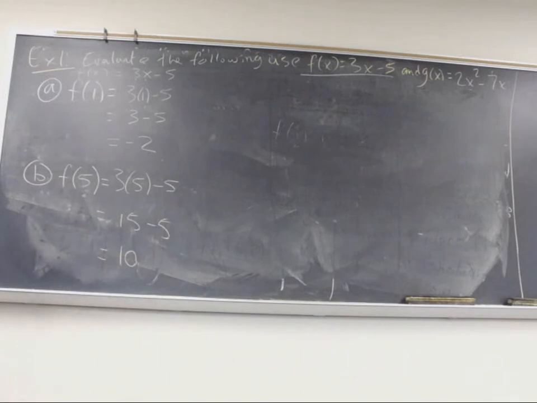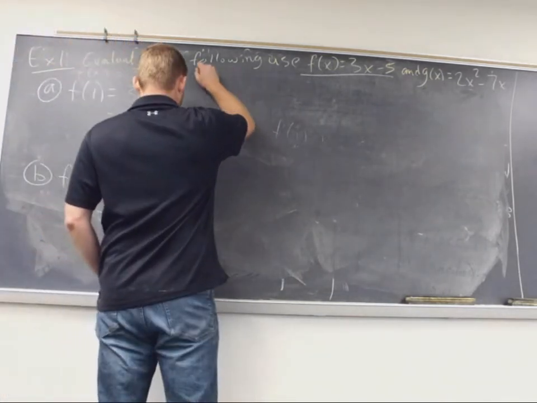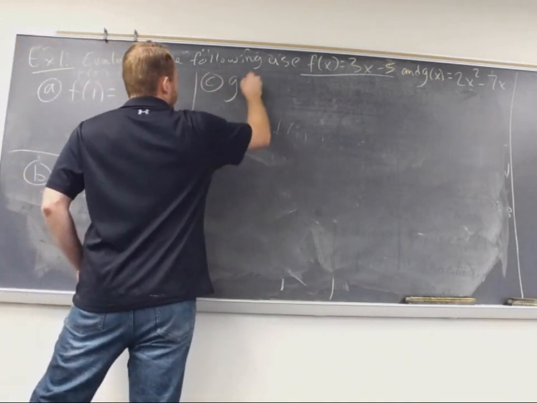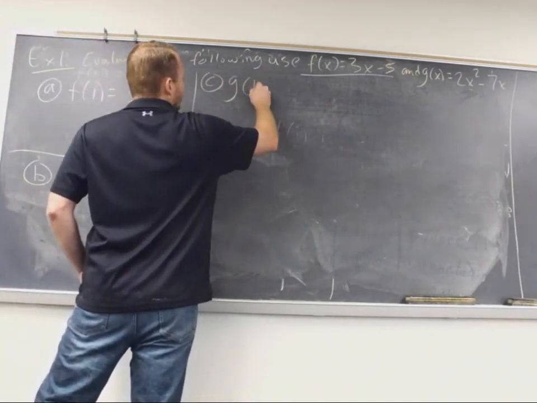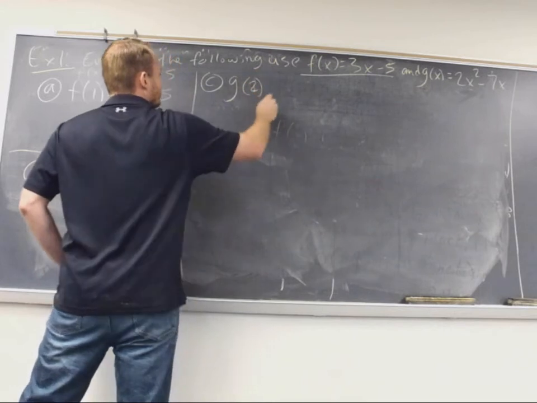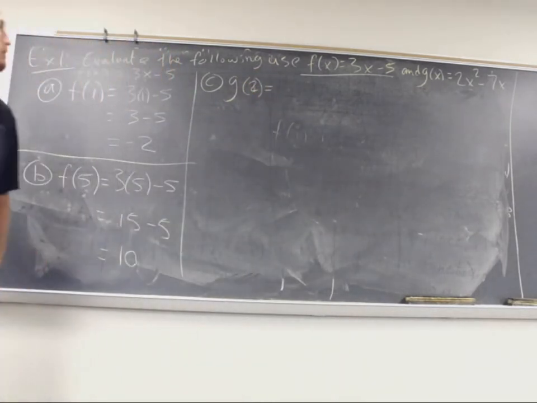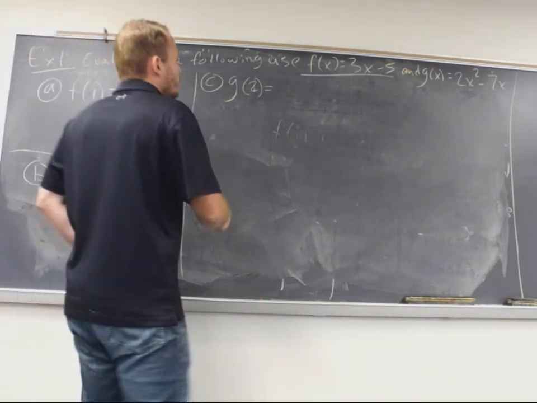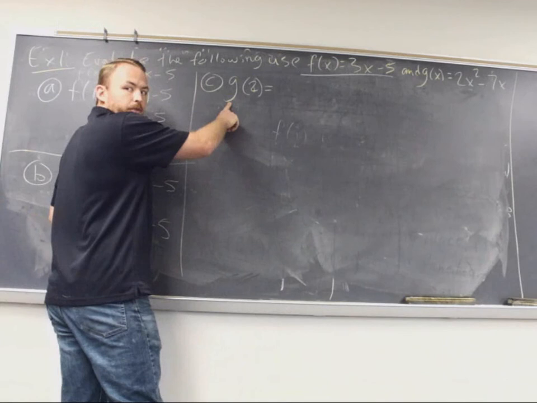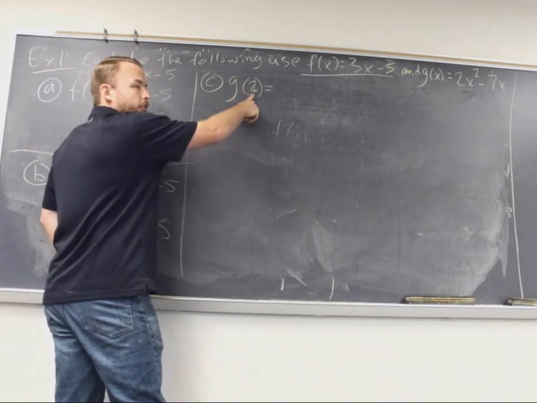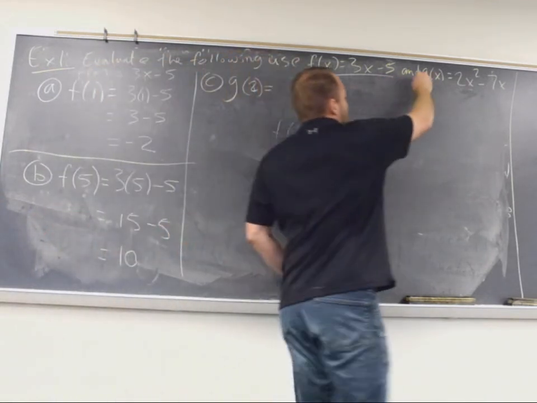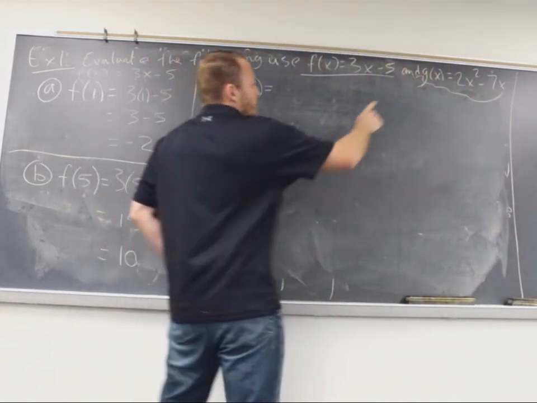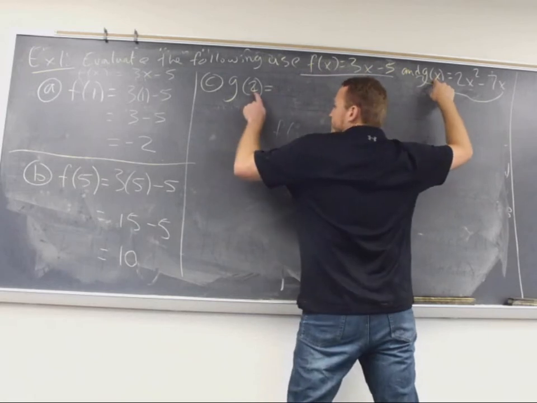All right, give this next one a try yourself. We'll call it part C. g of 2. Pause the video and give it a try. All right, g of 2, it's telling me what function to use, g, and what to plug into it. So I'll come over here and I'm going to use this function, g, and everywhere there's an x, I'm replacing it with a 2 now.